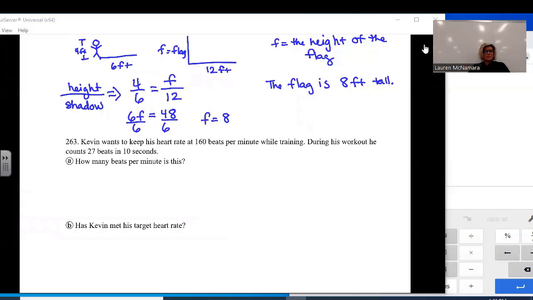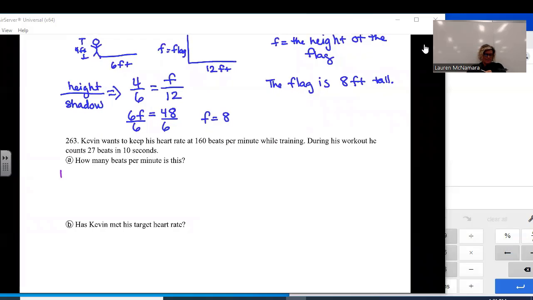Kevin wants to keep his heart rate at 160 beats per minute while training. During his workout, he counts 27 beats in 10 seconds. How many beats per minute is this? Okay, so let's look. We have beats in seconds. So I'm going to say beats over seconds.